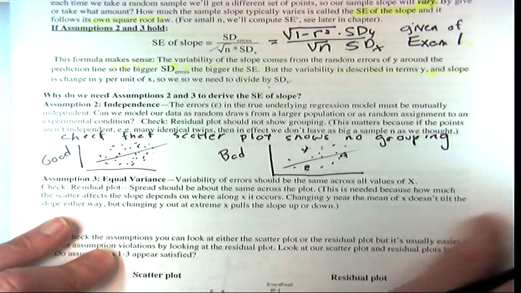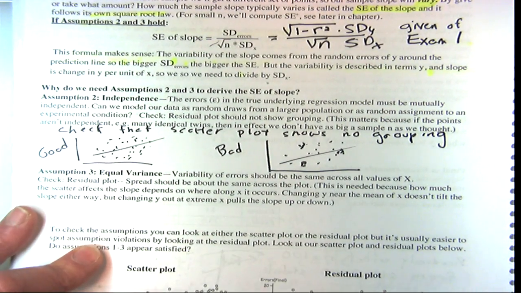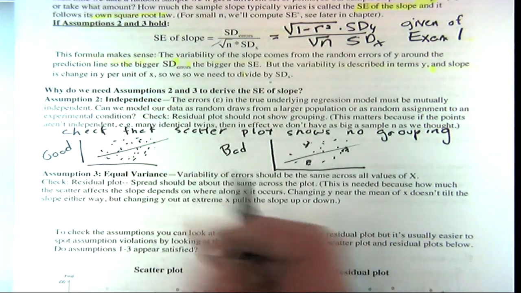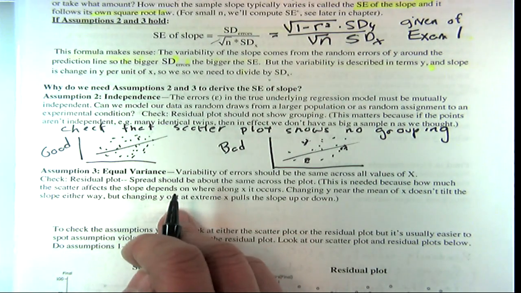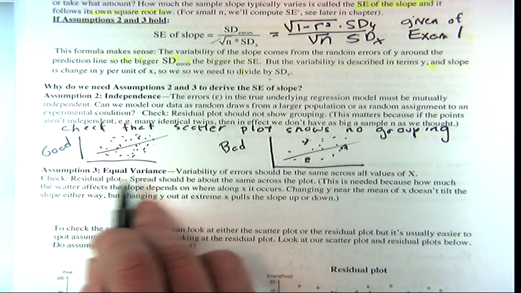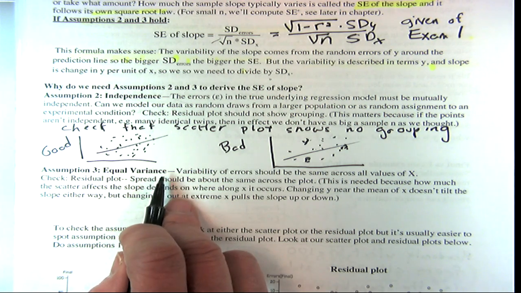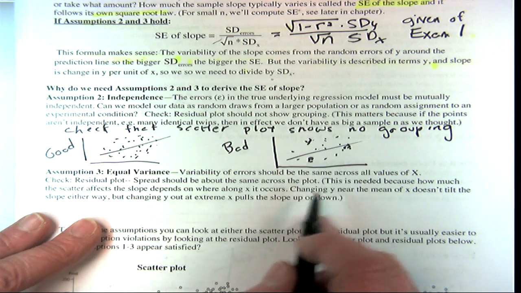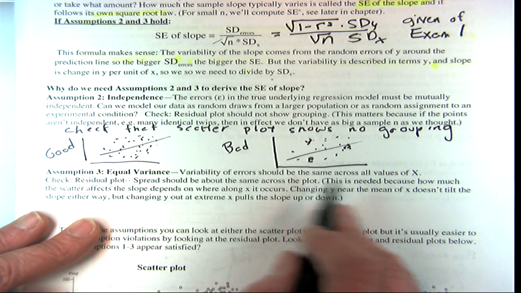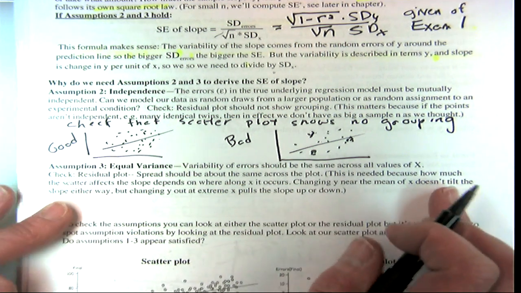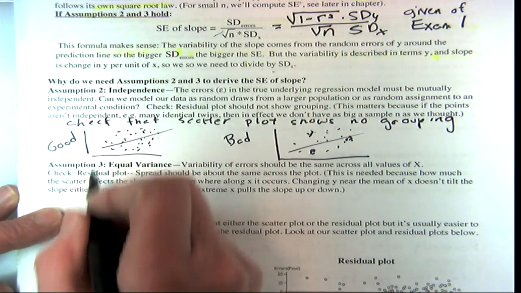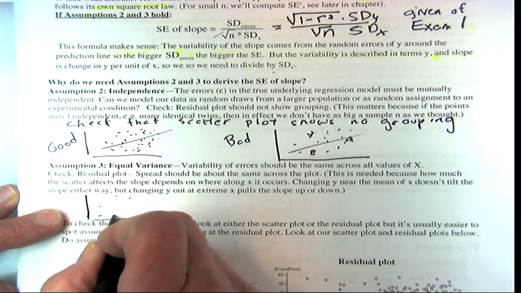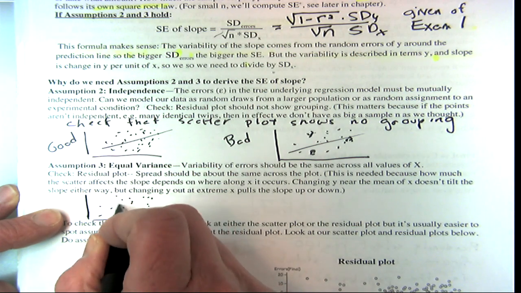Then our third assumption, and these are really important assumptions, both 2 and 3, is equal variance. What that means is that the spread around the regression line should be the same across all values of x. So let's just do that. Again, here I'm just drawing the same type of plot, like this, right?